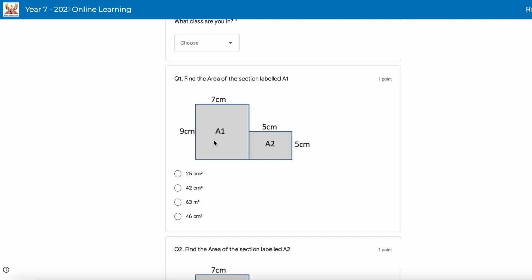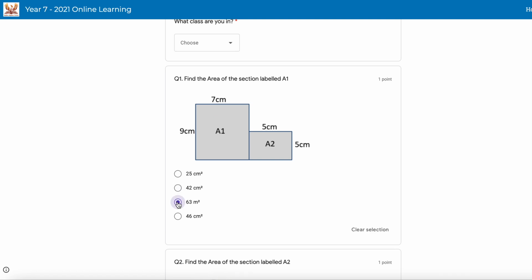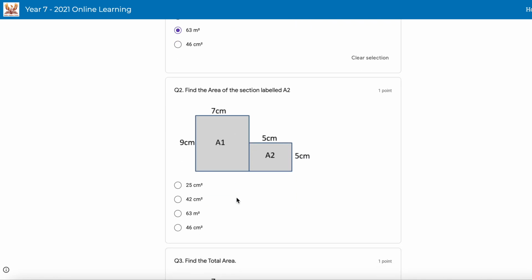So this shape here, we can see that it's a rectangle, and we know that our formula for finding the area of a rectangle is just the length times the width. So it's just going to be 7 times 9, which is 63, and this says meters squared, but I think it should say centimeters squared because this is in centimeters.